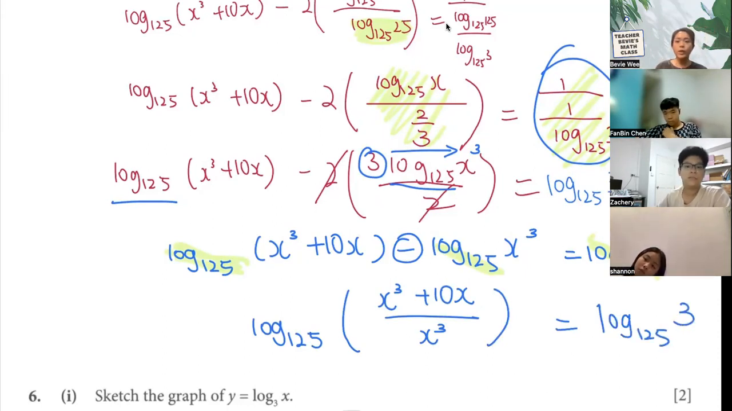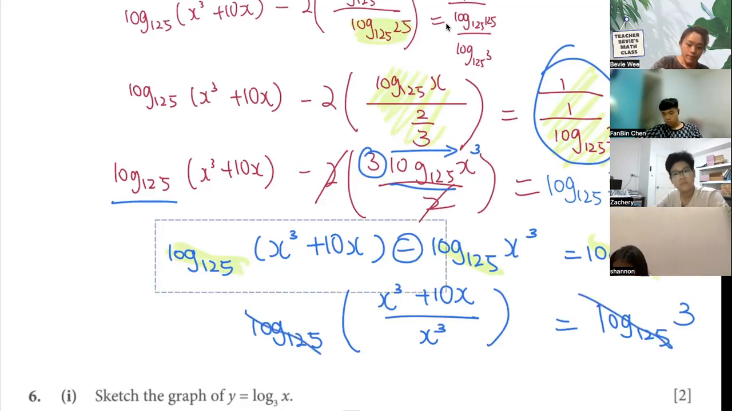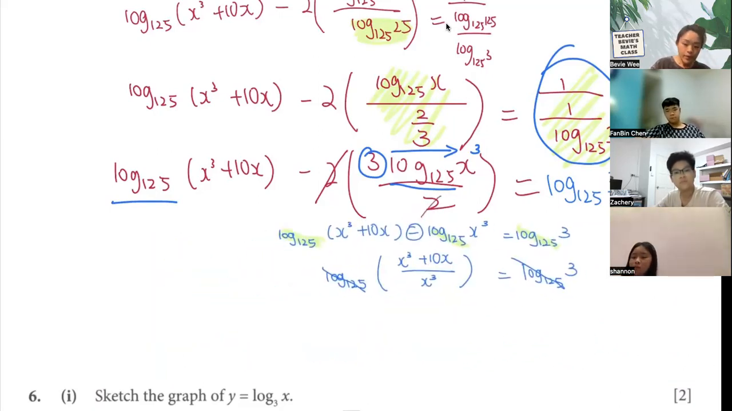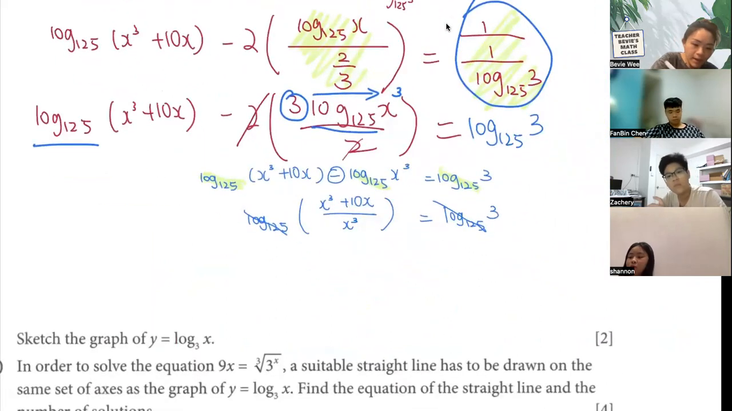Now can I drop my log 125? Can, right? Correct or not? From here, I can drop. Can see? Okay. After this, I'm left with just algebra.